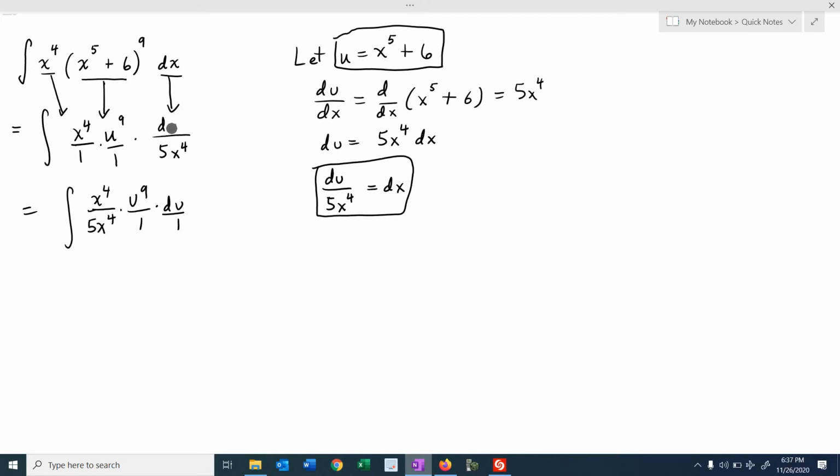Now keep in mind, there's still this du here, right? The du is going to be over 1. The 5x to the fourth, though, I moved over here.